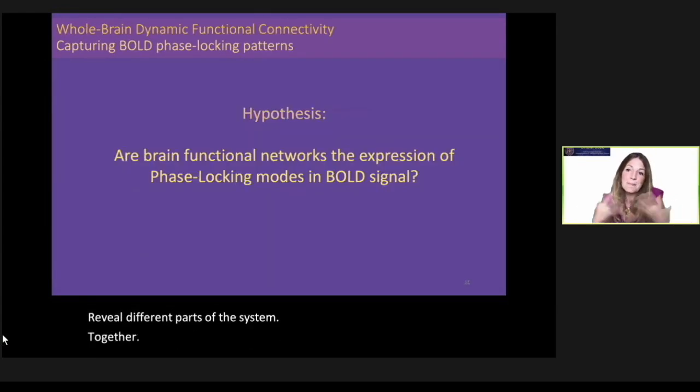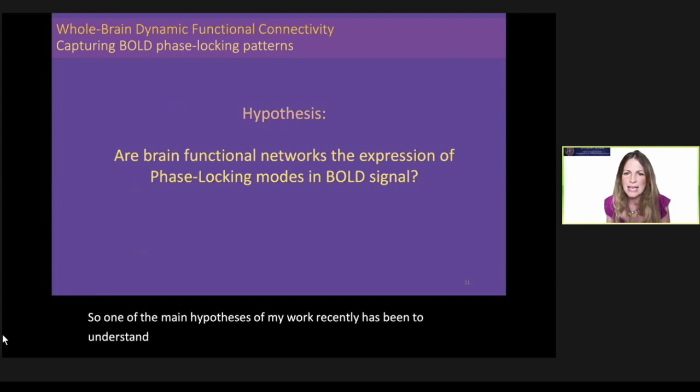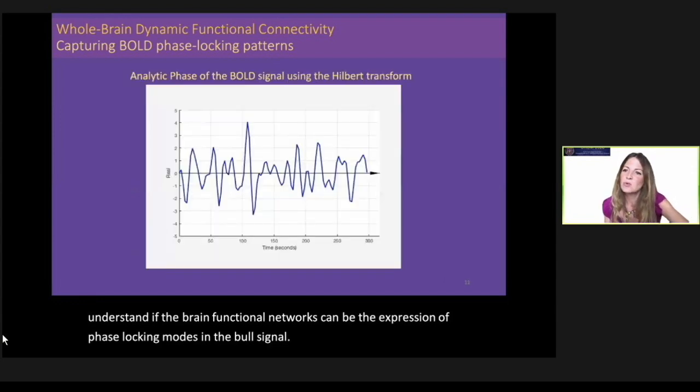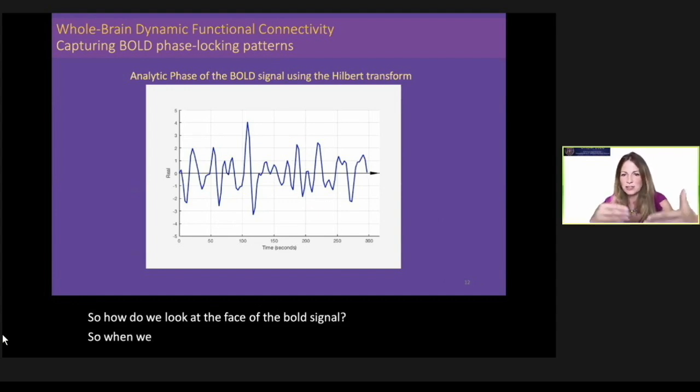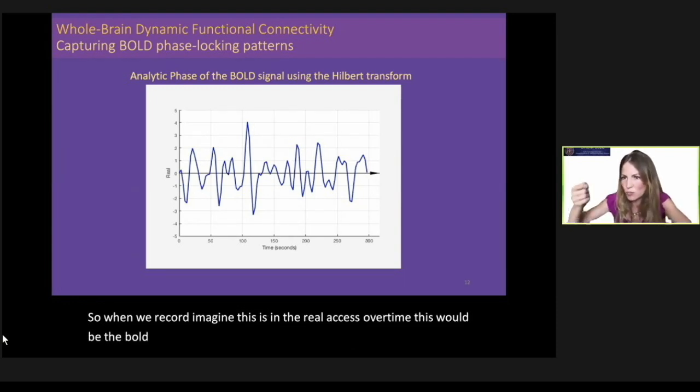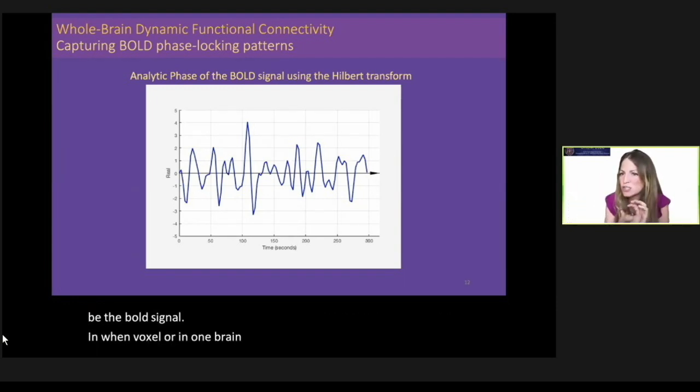So one of the main hypotheses of my work recently has been to understand if the brain functional networks can be the expression of phase-locking modes in the BOLD signal. So how do we look at the phase of the BOLD signal? Imagine this is in the real axis, so over time, this would be the BOLD signal in one voxel or in one brain area, averaged across a number of neighboring voxels. And we have a signal. But we don't have the phase.